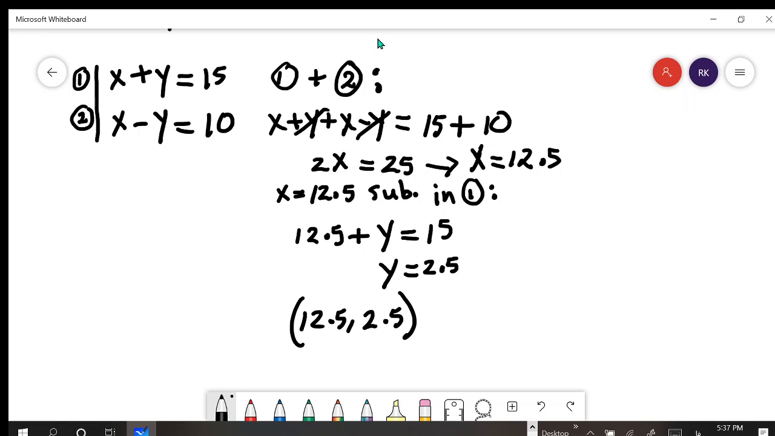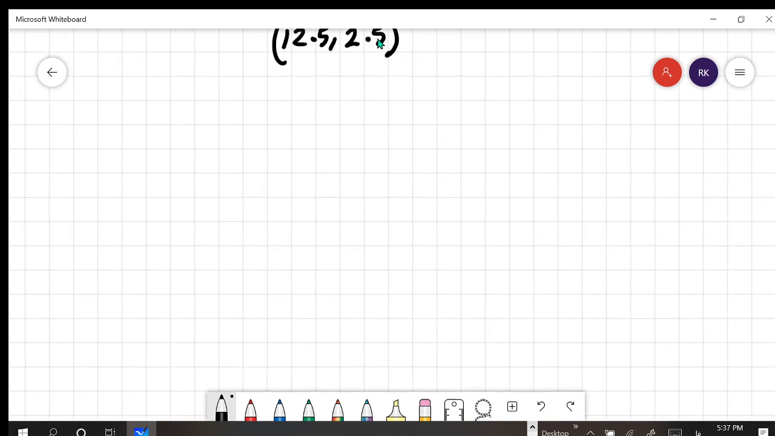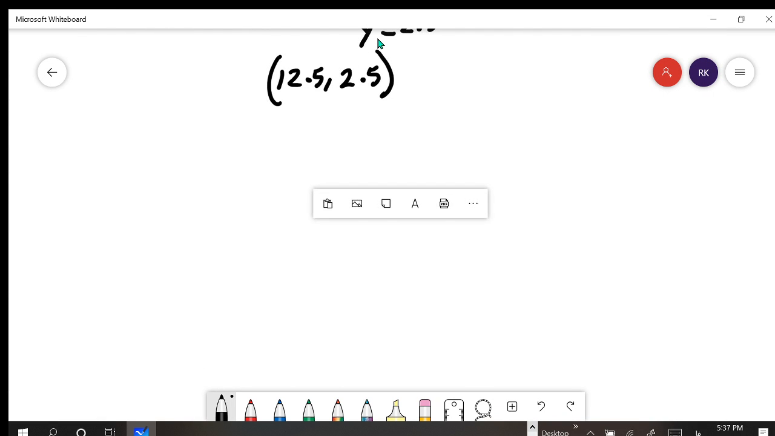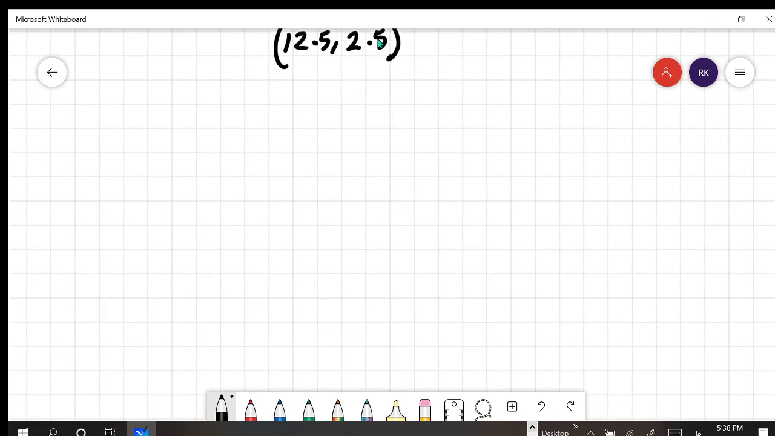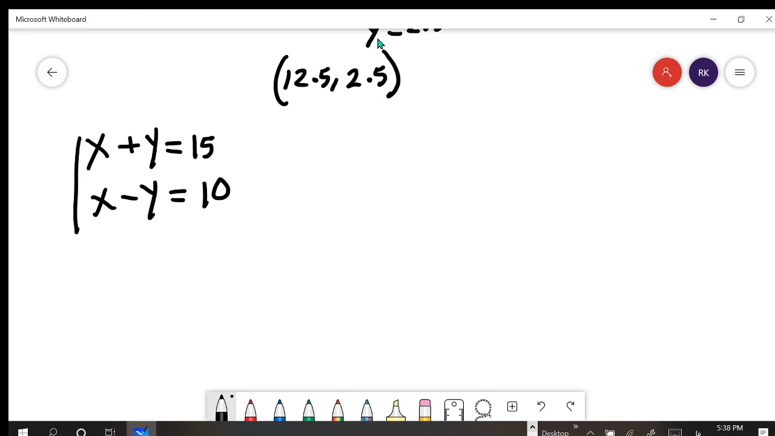Okay, now another way to do this is called substitution. So let's talk about that too. So I'm going to redo it, right? All right, so x plus y equals 15, x minus y equals 10. There's a system. So again, we call these equations 1 and 2.